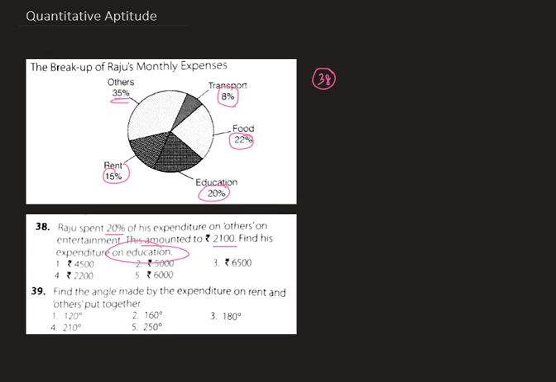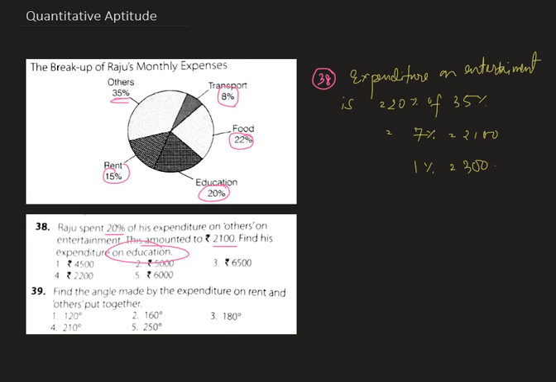Now expenditure on entertainment is 20% of 35%, and it is nothing but 7%. And given by the question, this is equal to 2100. Therefore, from this we can say that 1% is equal to 300.